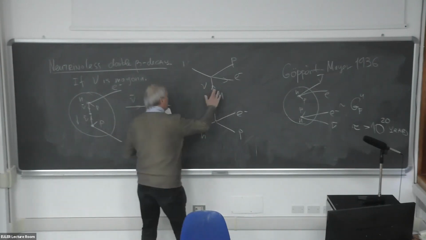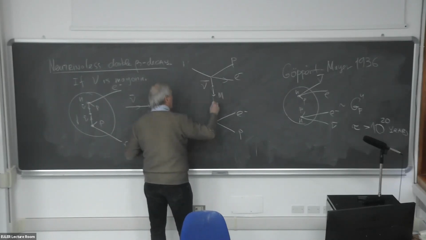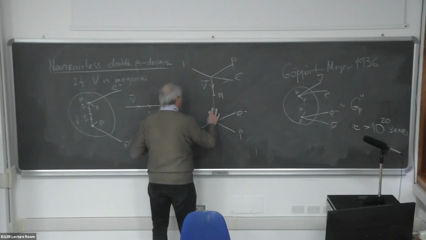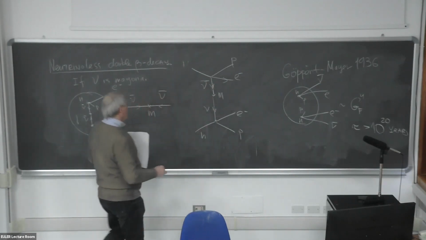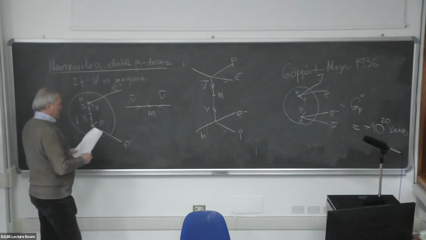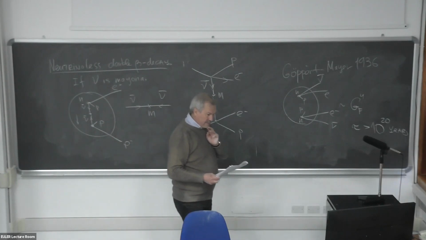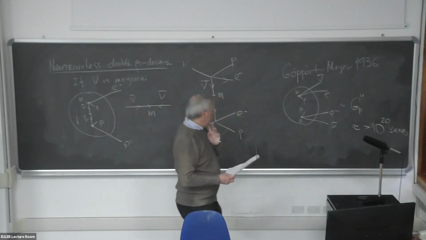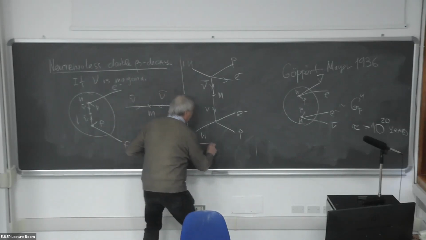Or again, we can make a transition when antineutrino is transformed to neutrino, and it's absorbed, so this is neutrino, and it's absorbed in this second vertex by second neutron. Okay, questions? So this is the diagram for neutrinoless double beta decay.